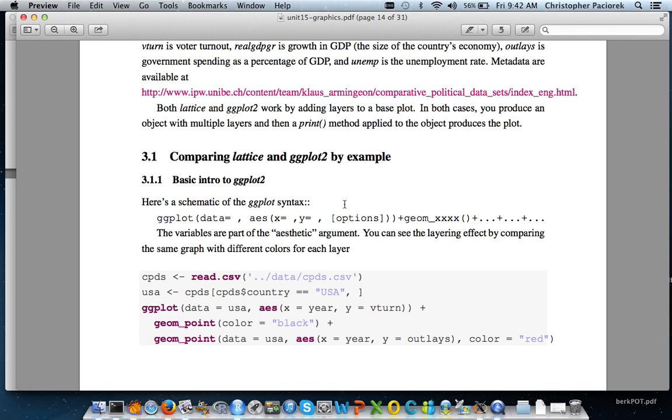And then at the end of the day, either explicitly or often implicitly, what happens is you're actually applying a print method to that object. And the print method, we've talked about S3 and S4 print methods. The print method in this case for these kinds of objects is to actually create the plot. So that's the framework of what's going on behind the scenes here.